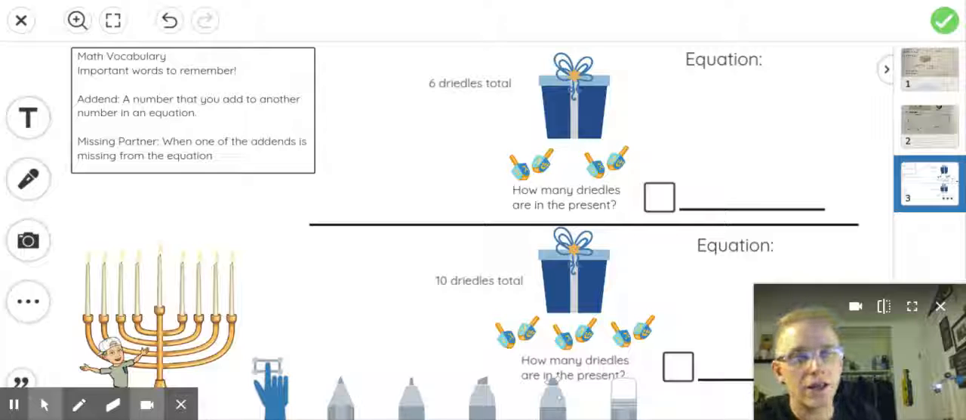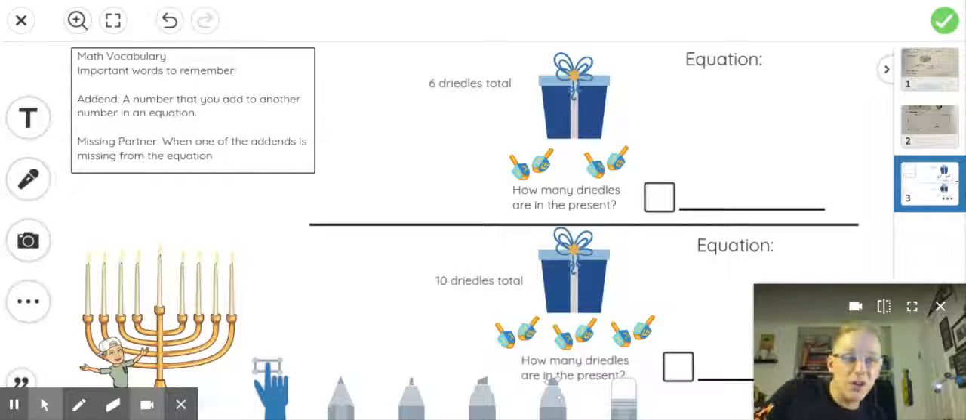We're going to continue talking about those missing partners and addends in addition problems, and we're going to continue working with those equations and all the fun stuff that happens there. Today, I've put together a fun Hanukkah math themed lesson for you, and we're going to explore how to find those missing numbers when we're working with story problems or real world situations.